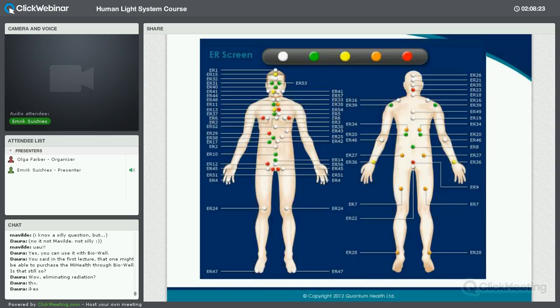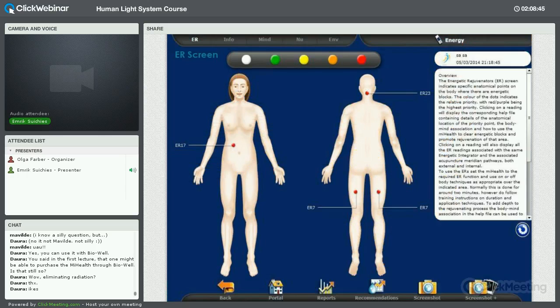And then we get the ER screens. If you have the software, then you can do a scan, and it shows you which systems you have to bring in as a priority. So this ER screen is on the software, and then it says, for example, with the scan, you have to do ER23, ER7, and ER17. And if you know this, then you use the Mihealth on that specific part of the body with ER7.